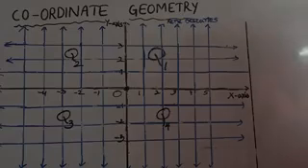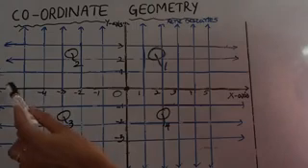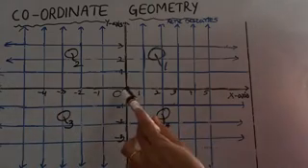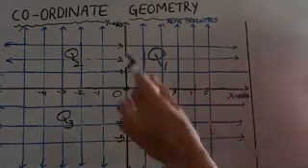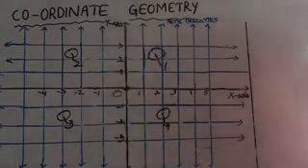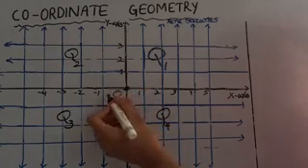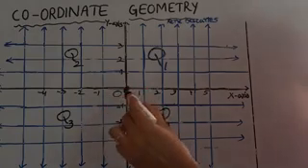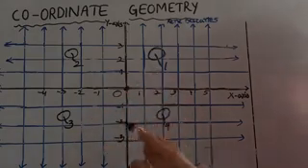Good morning, children. In the last class, we discussed the introduction of coordinate geometry. Let us recall the previous knowledge. The horizontal axis is known as the x-axis. The vertical line is known as the y-axis. The point of intersection of both axes is known as the origin, which is represented by the letter O.